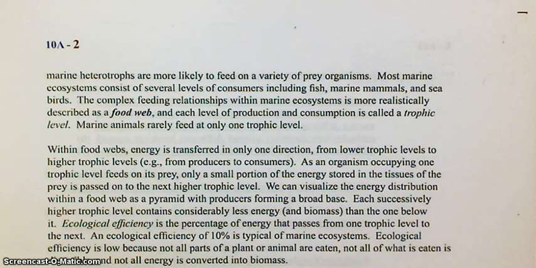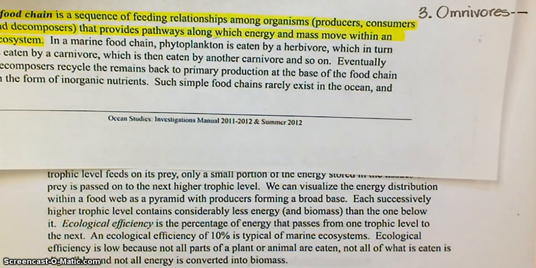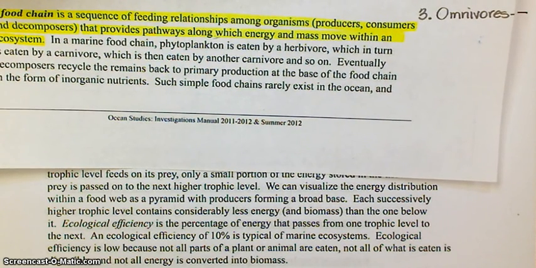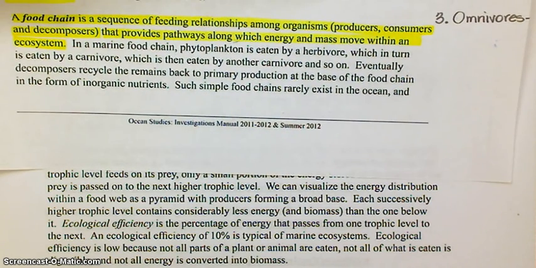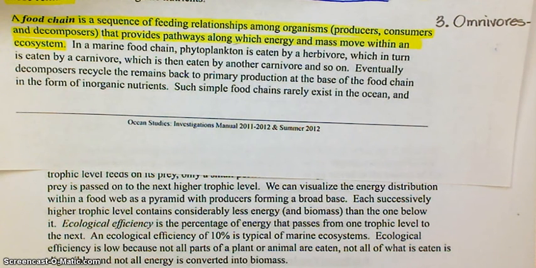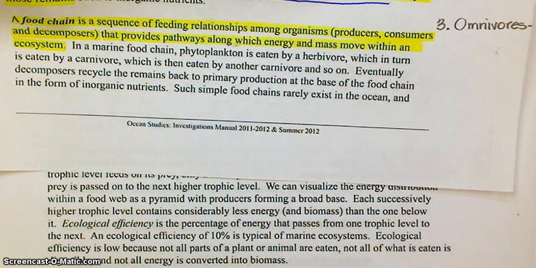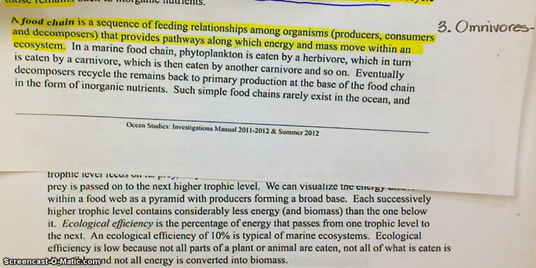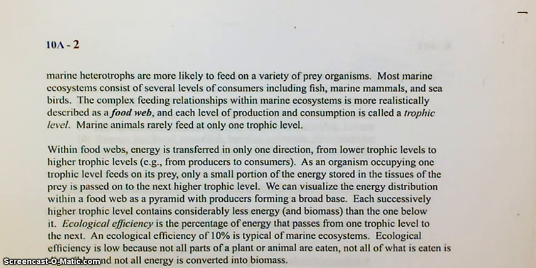Okay, so in order to start page 2, we really need to go back to one or two sentences on page 1. It says in a marine food chain, plankton, phytoplankton, is eaten by a herbivore, which in turn is eaten by a carnivore, which is then eaten by another carnivore, and so on and so forth. Eventually, decomposers recycle the remains back to primary production at the base of the food chain in the form of inorganic nutrients. Such simple food chains rarely exist in the ocean, and marine heterotrophs are more likely to feed on a variety of prey organisms.